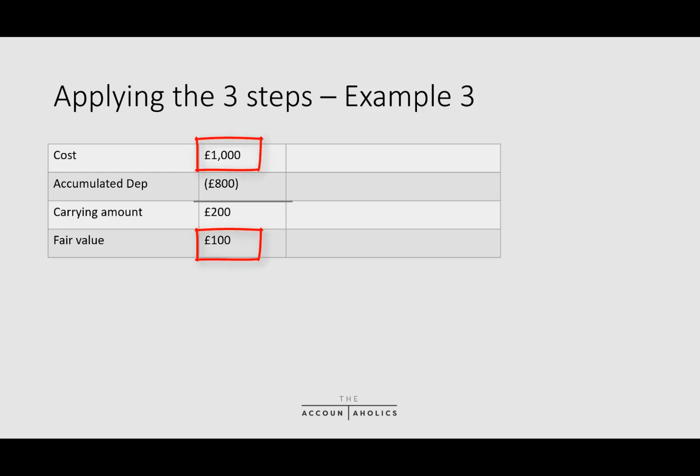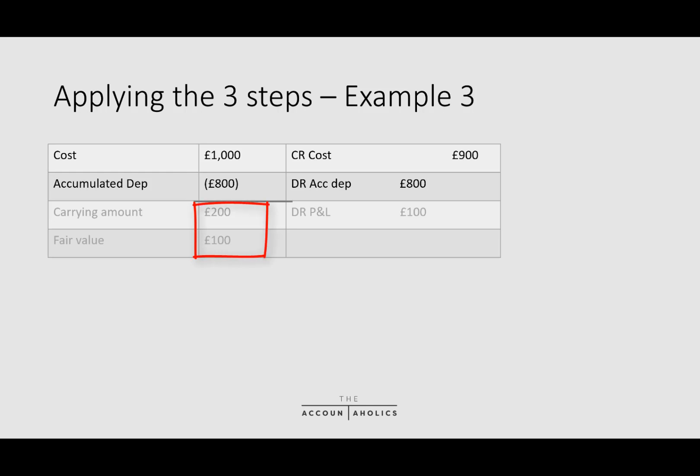Very similar to example 2, we can see that the cost needs to be reduced from 1,000 to its fair value of 100, therefore a credit to cost of 900. We also need to strip out all the accumulated depreciation, so we're going to debit accumulated depreciation by 800. And then in step 3, we notice that the fair value here is lower than the carrying amount. It is a downward revaluation.